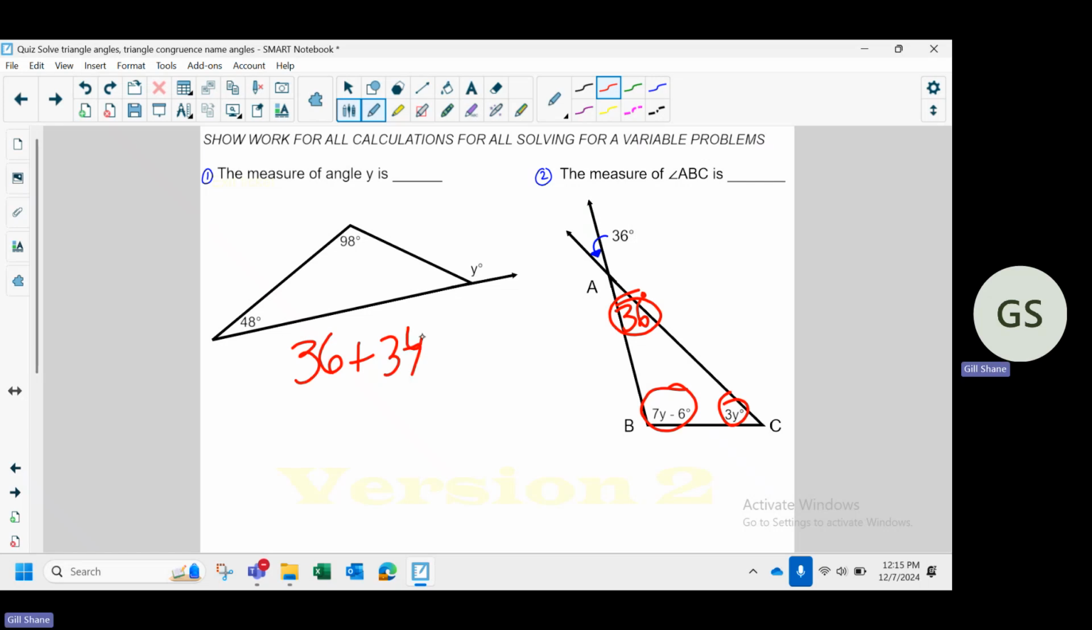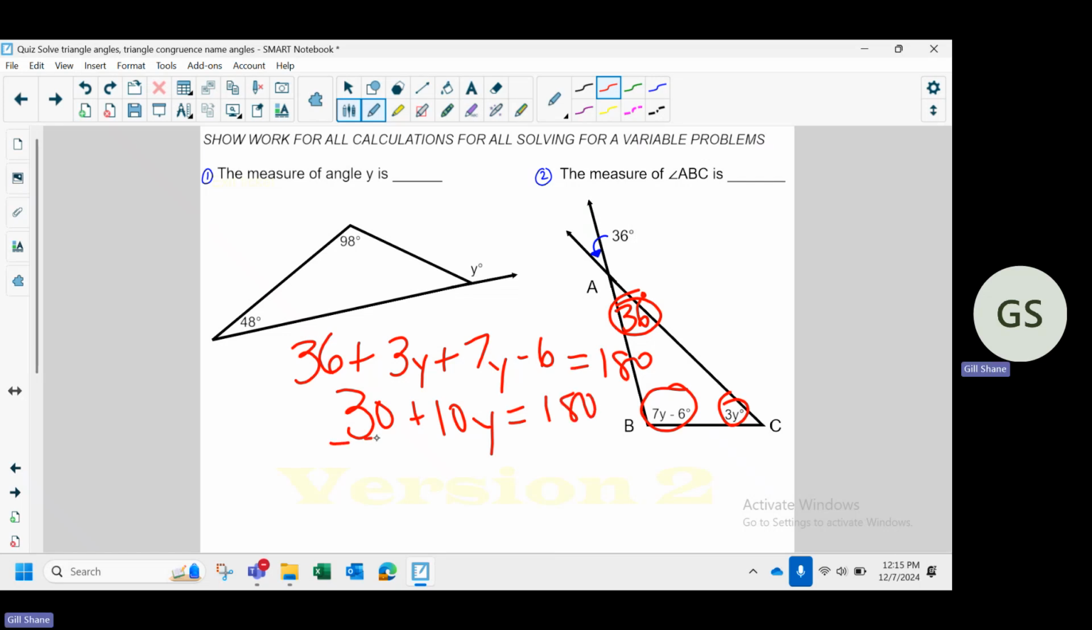Oop, that's a Y. Oh, let's just go back. So 36 is one of them, 3y is one of them, and 7y subtract 6, and that all has to add up to be 180. So we solve out for y. That would be 30. I'm going to do a long version because there's more to this problem.